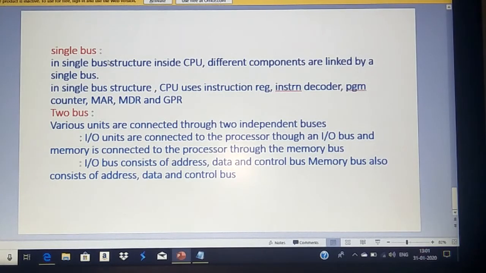In single bus structure, inside the CPU, different components are linked by a single bus or single line. In single bus structure, the CPU uses instruction register, instruction decoder, program counter, memory address register, memory data register and general purpose register. Whereas in two bus structure, various units are connected through two independent buses, and here input output units are connected to the processor through an input output bus, and memory is connected to the processor through a memory bus. This input output bus consists of address, data and control bus, and the memory bus consists of address, data and control bus, which means it requires different registers or different lines for input output and memory bus.